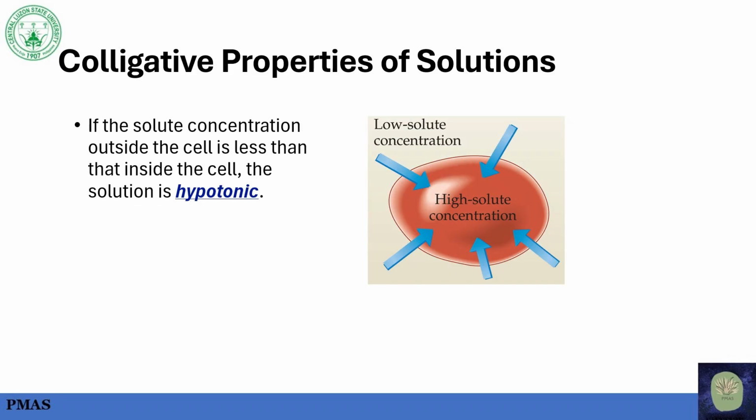Now, on the other hand, if the solute concentration outside the cell is less than inside the cell, the solution is hypotonic, meaning water will flow into the cell, causing the cell to enlarge and eventually burst. Therefore, in our bodies, we want the solution to be as isotonic as possible because we do not want hypertonic and hypotonic solutions inside the physiological body.